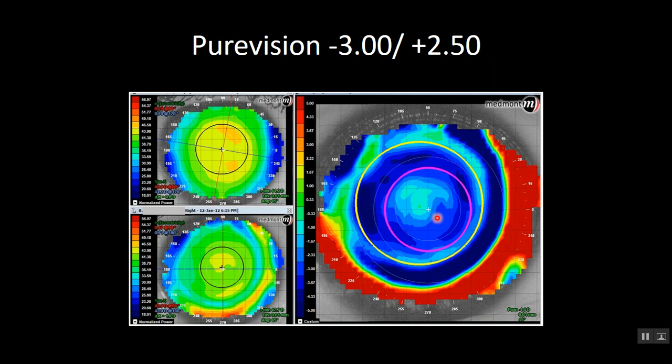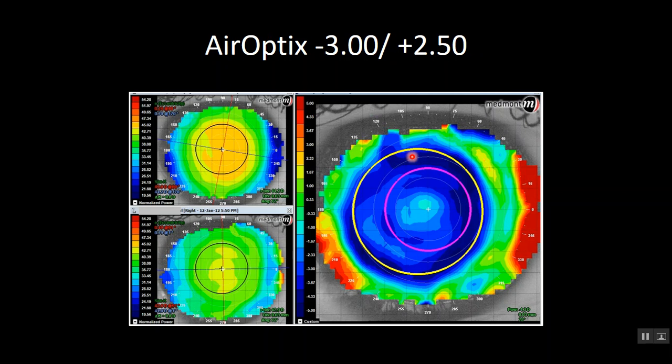Now, when we switch to the pure vision, is it any different? And you see visual axis here, pupil here, zones of the lens appearing slightly temporal and slightly high. So our visual axis and optic axis are not lining up. Here's the air optics. Visual axis here in the center. Then you look at your rings of the zones of the lens, and we see again this temporal decentration on this right eye.